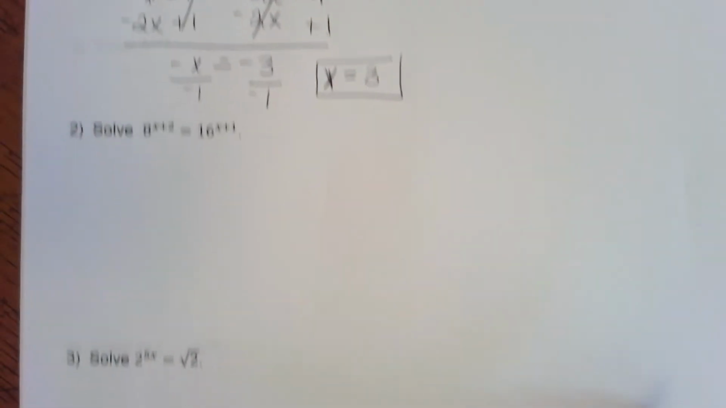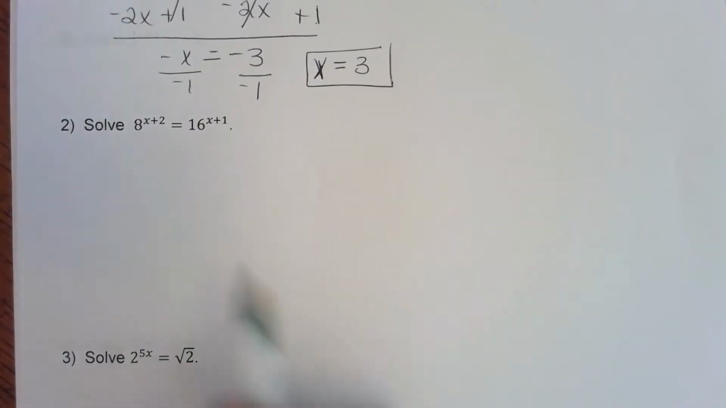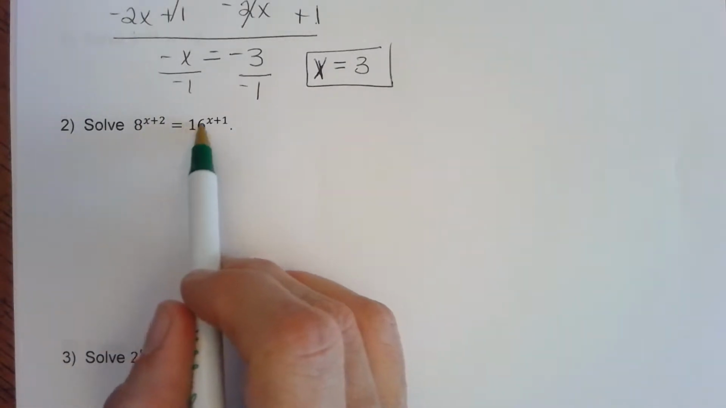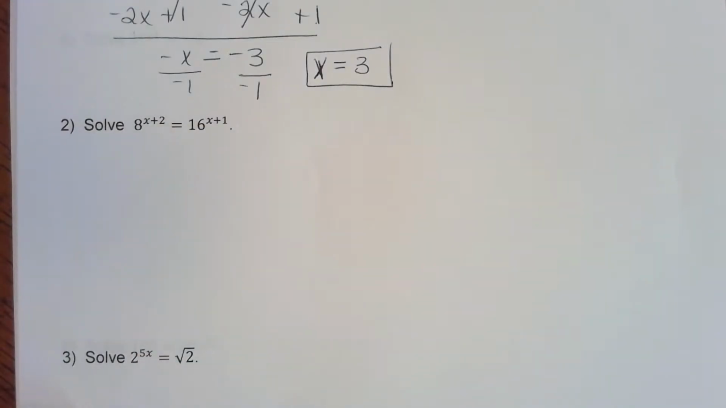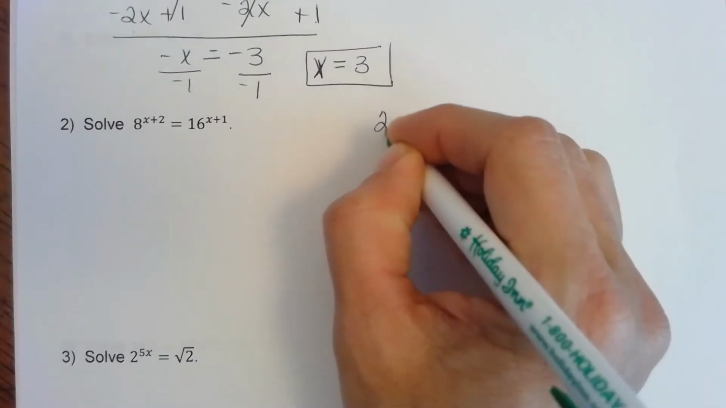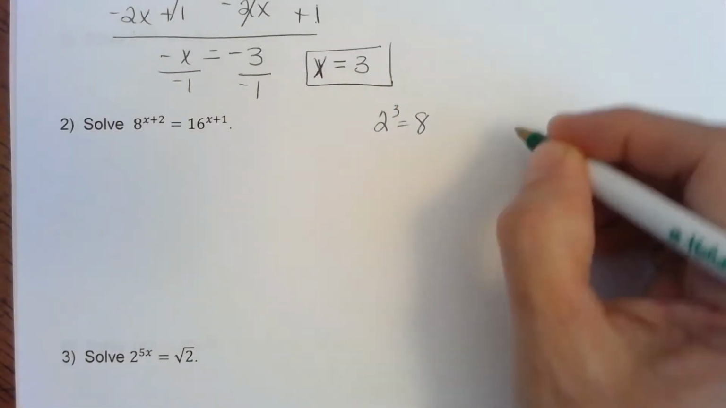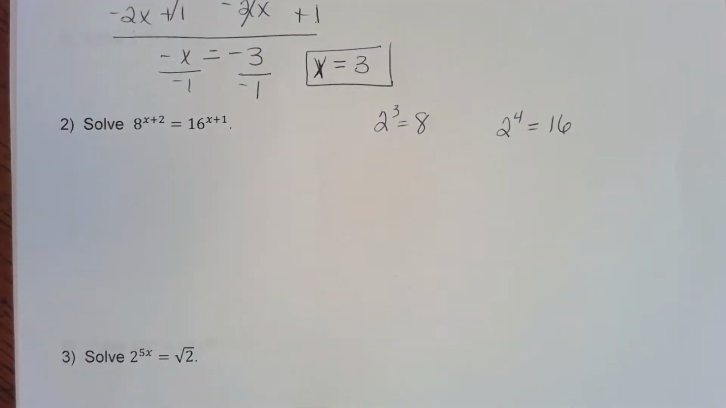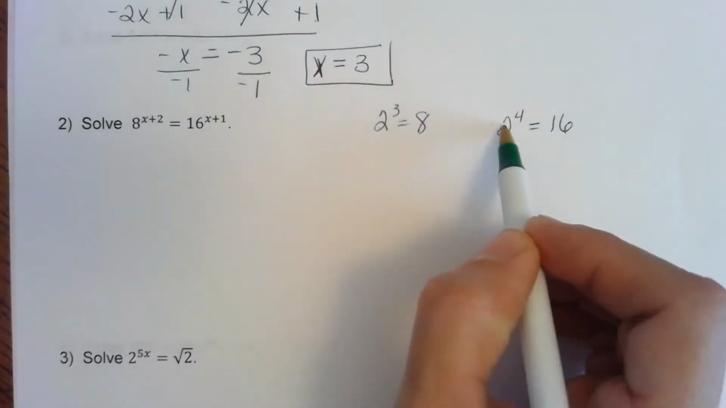So what about this next one then? These bases are not the same. I know that 16 is 2 times 8, but that doesn't really help me in this situation. I need everything to be in exponent form with a base and an exponent. So I do know that 2 cubed is 8, and I also know that 2 to the 4th power is 16. Now if you don't know that, you can kind of play with the numbers a little bit, use your calculator, and come up with something where you have the same base.